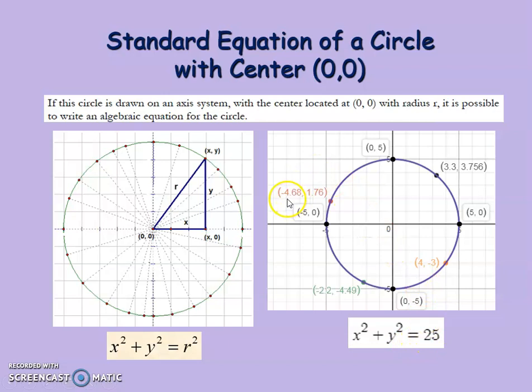So if you were to do that, for example, with (-4.68, 1.76), plug in x, plug in y, you will get 25. Same is true for (3.3, 3.756). If you square the 3.3 and you square the 3.756 and then you add it, you will also get 25. So that's true for any point that lies on this circle.